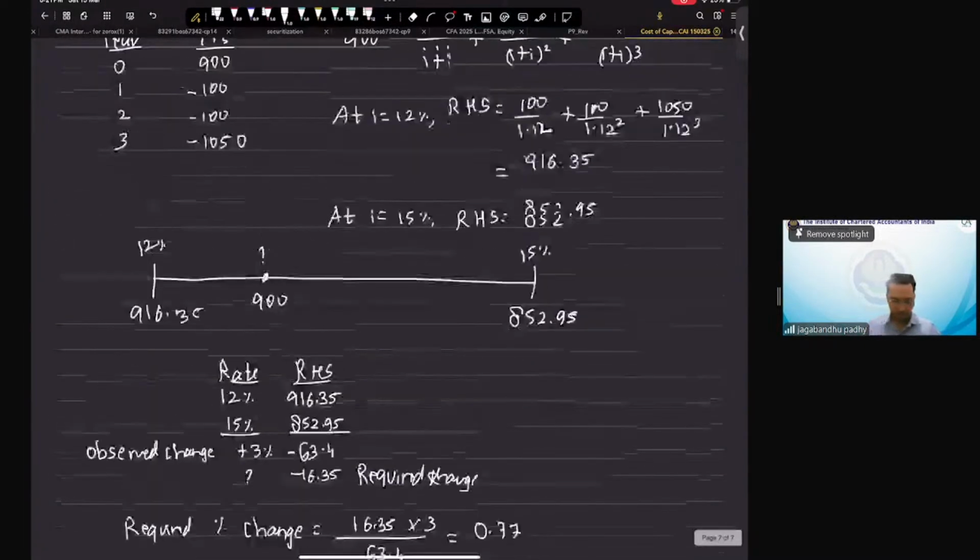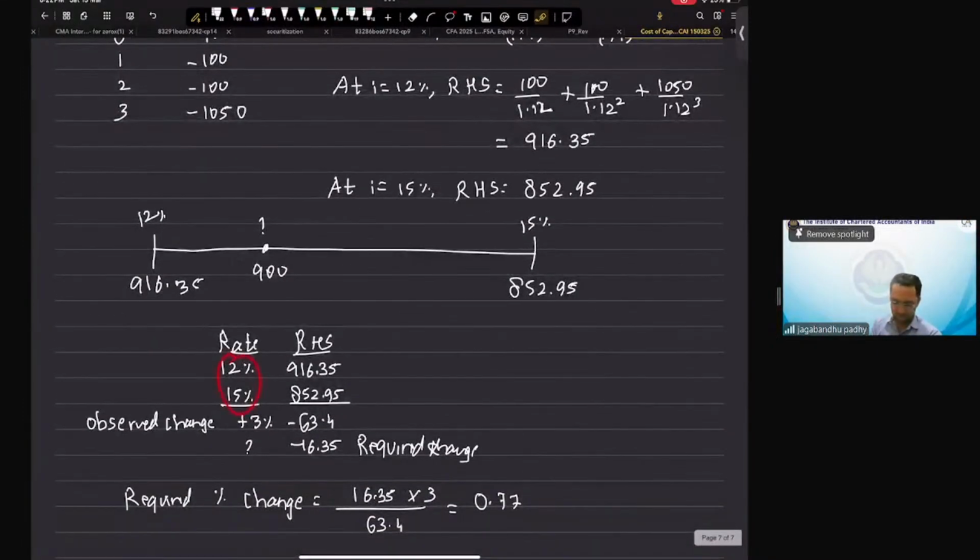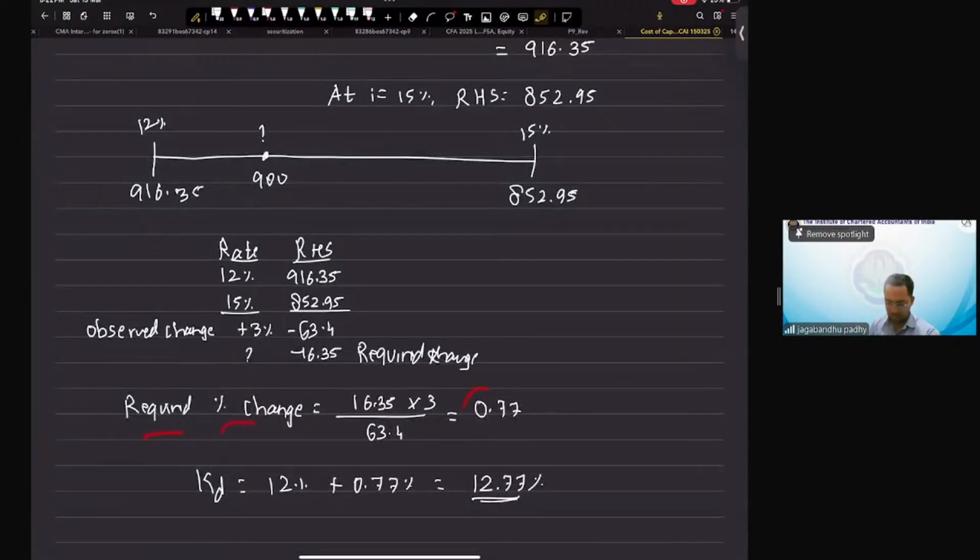Overall steps: you can just form an equation like this, right? And then you take a rate and calculate the total. If it is more than what you need, you'll obviously increase the rate, and then you take the RHS. Then you simply write down that somewhere my rate is going to be in between the calculated values, and for that sake, you just take the change in rate and then the change in the RHS, right? So change in rate upon change in RHS will give you the required percentage change.